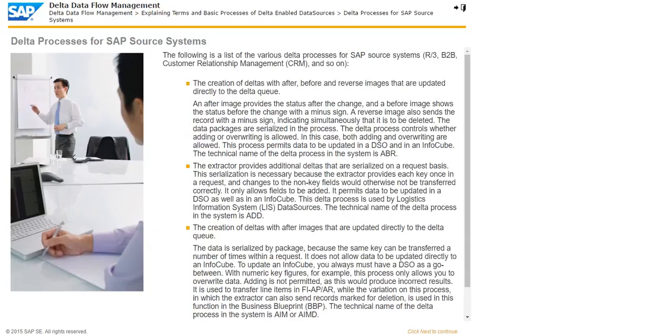The following is a list of the various Delta processes for SAP source systems, that is R3, B2B, Customer Relationship Management or CRM, and so on.